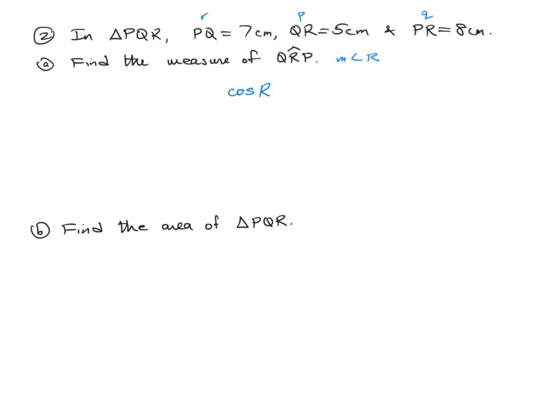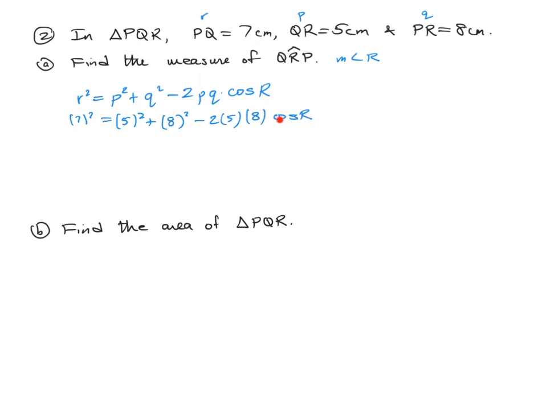But if I want cosine of r, I have to start with r squared equals, in this case, p squared plus q squared minus 2pq times cosine r. So this is the version of the law of cosines I'm going to need to use, and now I'm going to plug the numbers in, the r, the p, and the q. So r squared becomes 7 squared, p squared becomes 5 squared, and q squared becomes 8 squared, and then minus 2 times 5 times 8 times cosine of r.